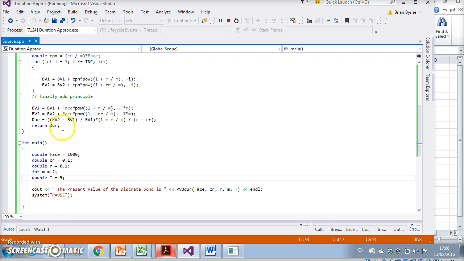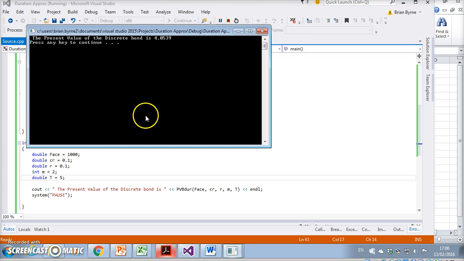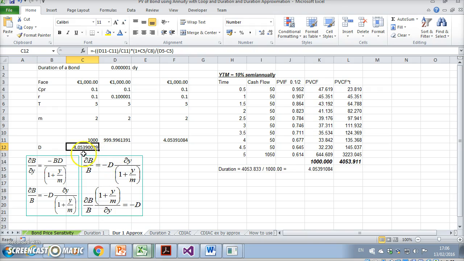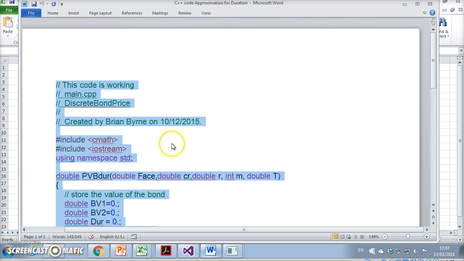And then we return the duration, and when we run that value, so let's stop and run that value, we get 4.0539, which is the same value. So this code is just another alternative approach to estimating duration, and I will post this code just beneath the video clip.